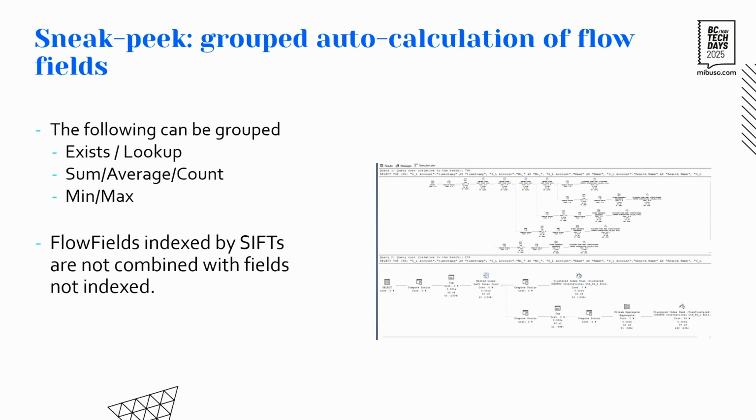Exists and lookups: if you are doing lookups and exists from the same table, we can group those. If we're doing sum, average, and count, we can group those. If we're doing min, max, we can group those. And if you look at the query plan here to the right, you can see the top one, where we had four different flow fields from exactly the same table. They were doing 4 joins and 4 subqueries to calculate each of those. And if you look at the bottom query plan, with an estimated cost of about 70% less, it's a single outer apply, a single join to calculate all of those 4 aggregated values.